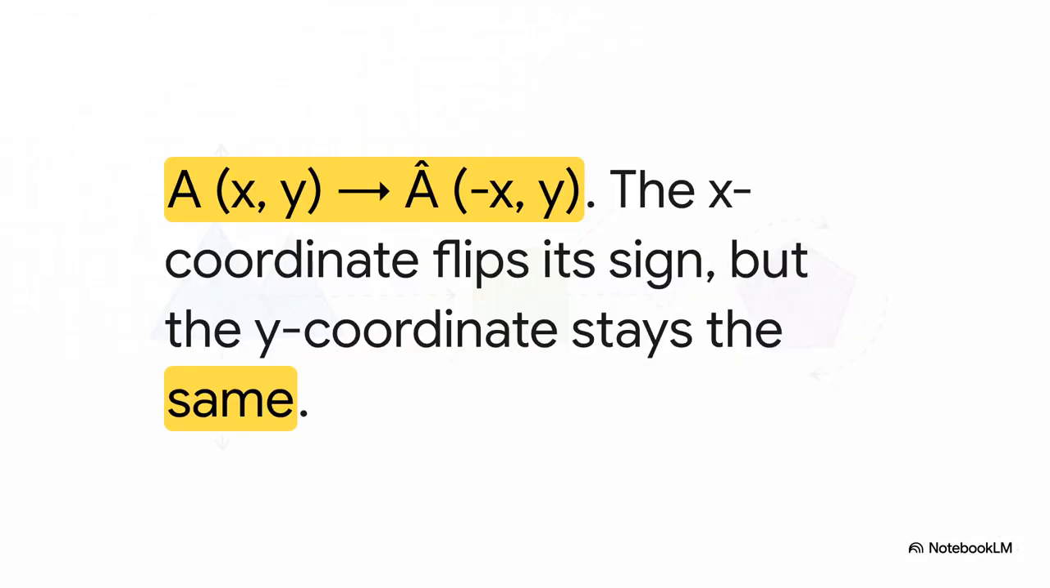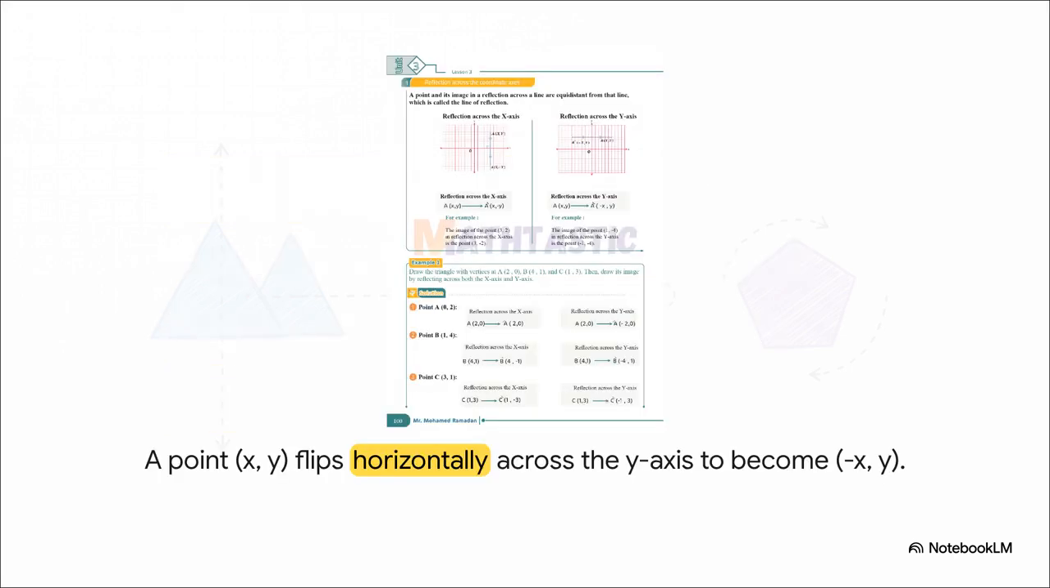Now, what if we reflect across the y-axis, the vertical line? Well, the logic just reverses. This time, the shape's height doesn't change one bit, so the y-coordinate stays put, while the x-coordinate is the one that flips its sign. And here we see it. The shape just hops sideways across the y-axis. Its height is totally unchanged, but its horizontal position becomes the perfect mirror opposite of where it started.